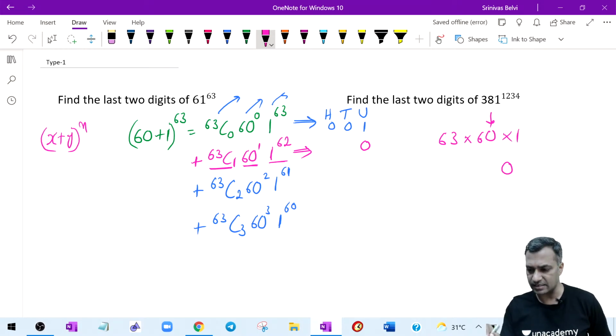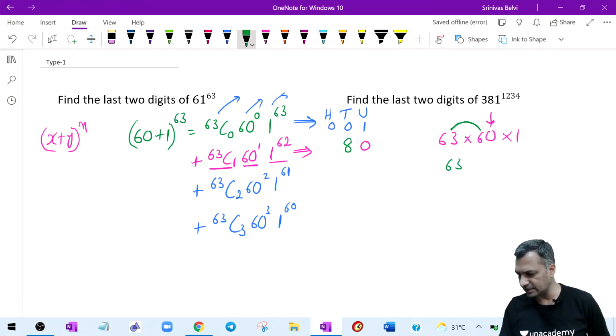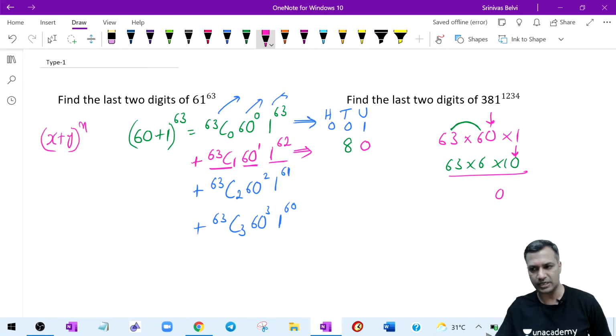Now what about the tens digit? Listen to me very, very carefully. The tens digit will be a product of this: 6 into 3, 18. The tens digit is 8. Am I interested in the hundreds digit? No, I am writing this tens digit as 8. Observe this very carefully: 63 into 60 into 1. I can also write this as 63 into 6 into 10. Therefore, the unit digit of this product is 0 because of this 0. How do I get my tens place? Tens place is this 6 into 3, 18, so 8. That is what you write there.